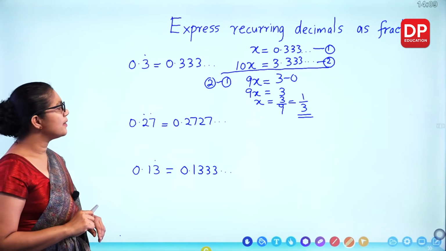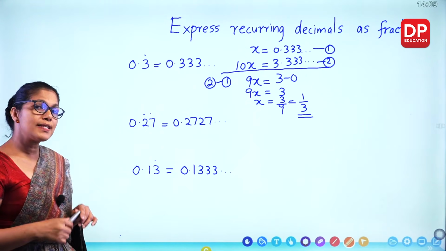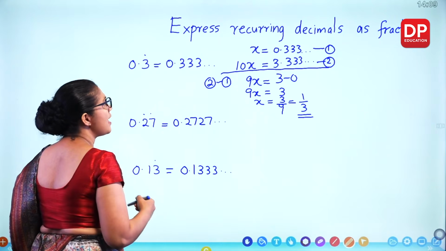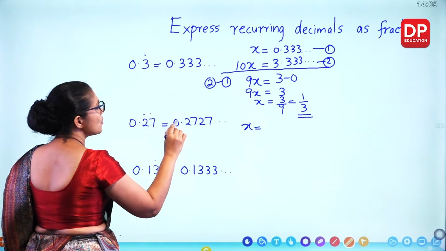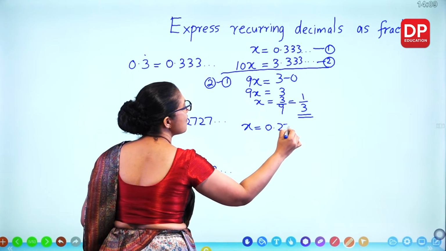Now we'll take this one. Now 2 digits are repeating. So how can we write it down? Take that one as x. So I can write 0.2727.